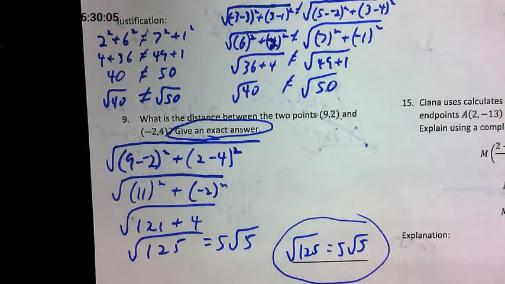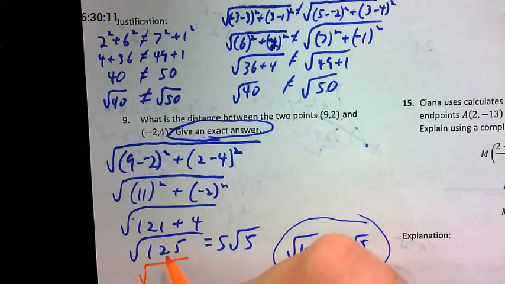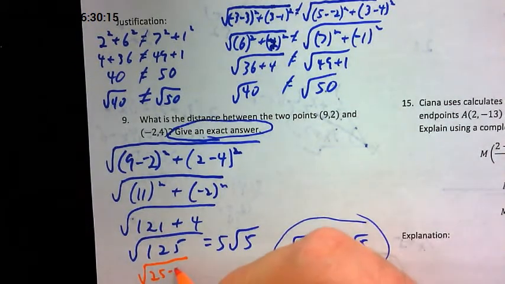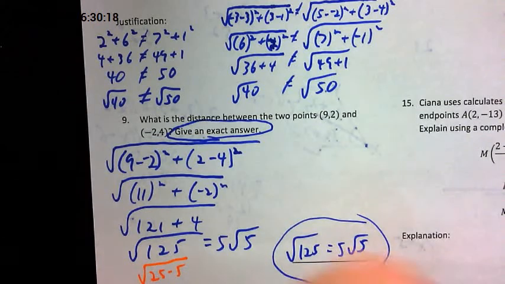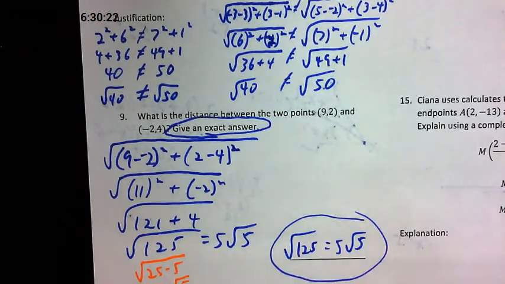All right. Again, if you want to know an easy way to simplify this, what's a perfect square that goes into 125? 25. 25 times what? 5. What's the square root of 25? 5. So that one comes out of the radical. The other one is not a perfect square, so it stays under. That's one way. There's also a factor tree. I'm not going to get into the factor tree right now.